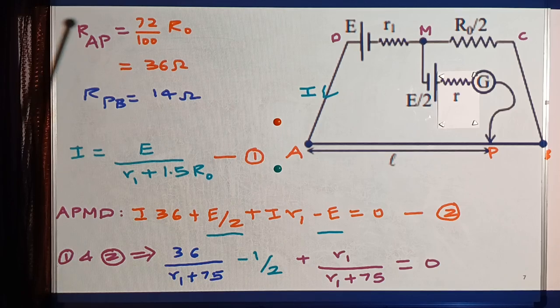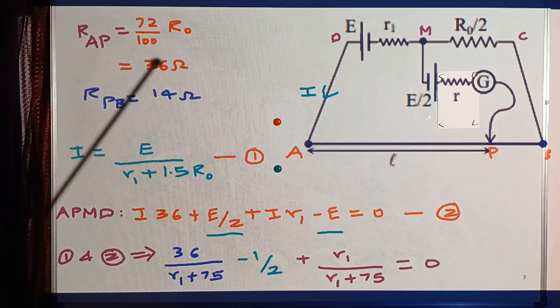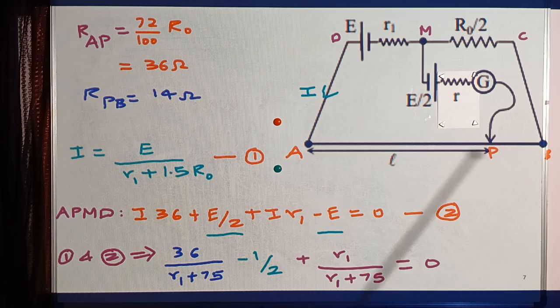This is what I explained here. Resistance from A to P is proportional to the length, which is 72 by the total length. It's a meter bridge, so the length is 100 centimeters, of the total resistance R0, which is 50. So it's 36 ohms. So the remaining resistance from P to B is the remaining of 50. So 50 minus 36 is 14.